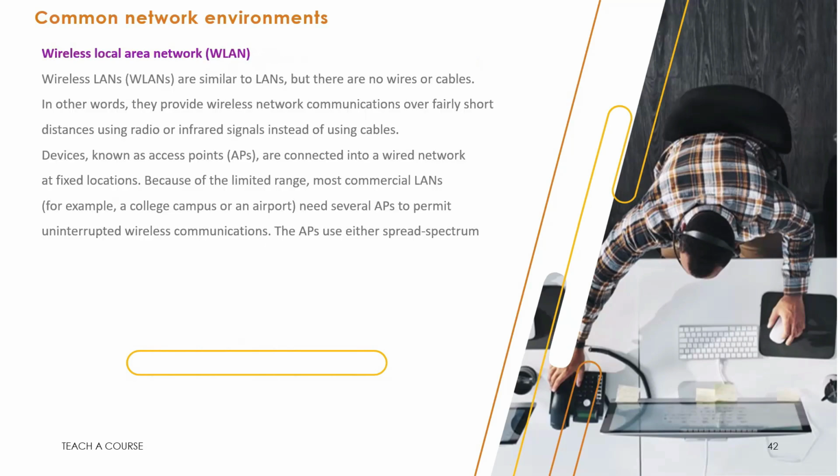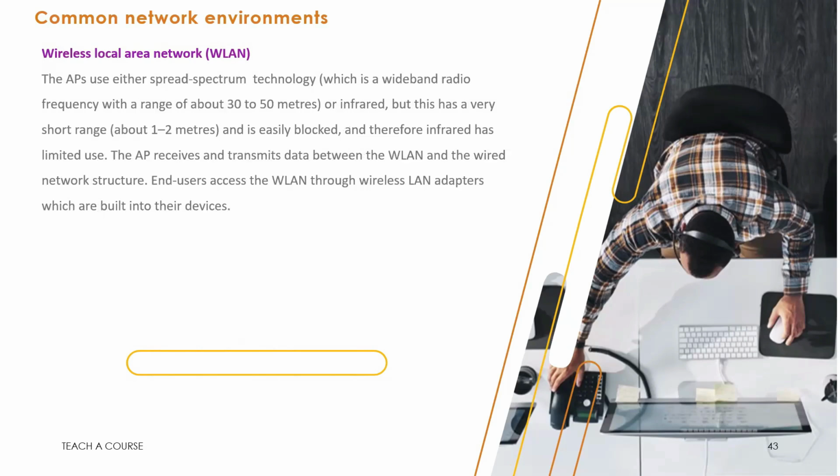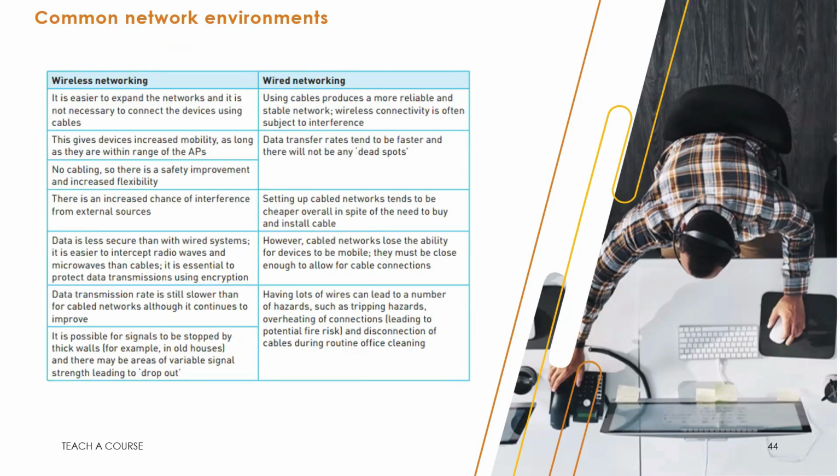Then we have wireless local area networks. Devices known as access points are connected into a wired network at fixed locations because of the limited range. Most commercial LANs, for example a college campus or an airport, need several access points to permit uninterrupted wireless communication.